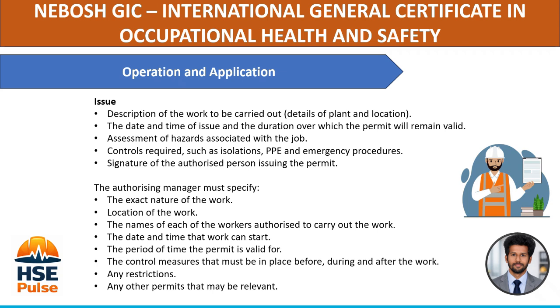So these details. Then what are the control measures that should be in place before starting the work, during the work, and after completion of the work. Then any other restrictions, such as, for example, if height work is going on, then it should be mentioned immediately. Whenever there are high winds, the height work should be stopped.